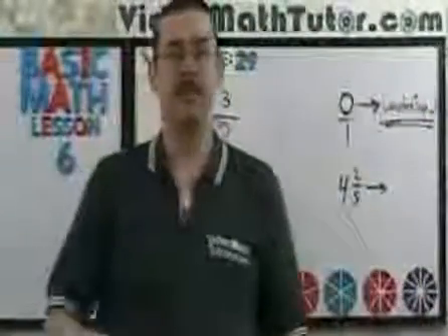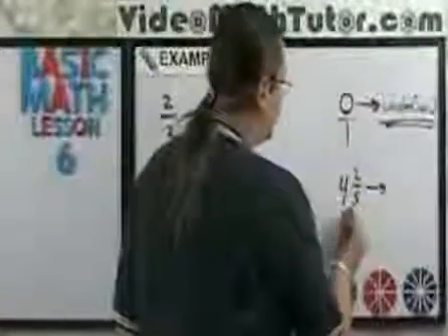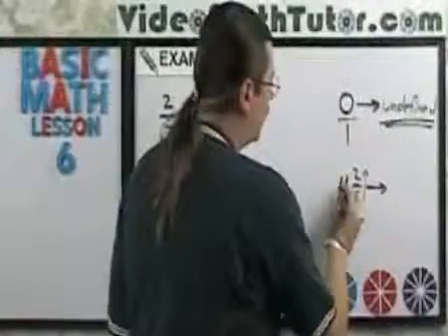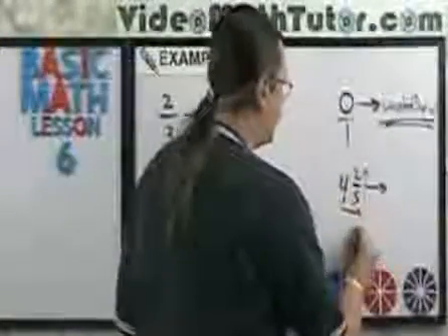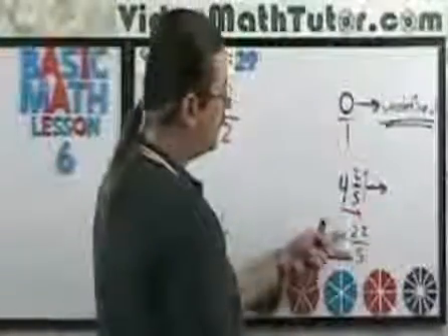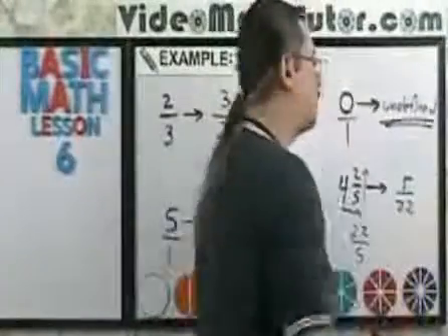And for this last one, we need to change our mixed number to an improper fraction. So we're going to multiply and then add. So 4 times 5 is 20, plus 2, you're going to get 22. The denominator stays the same. So if you switch this around, we're going to get 5 over 22.